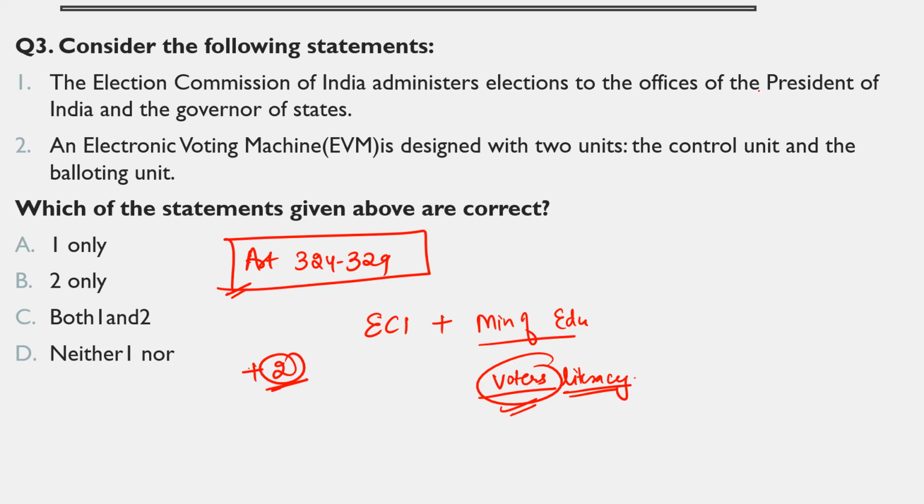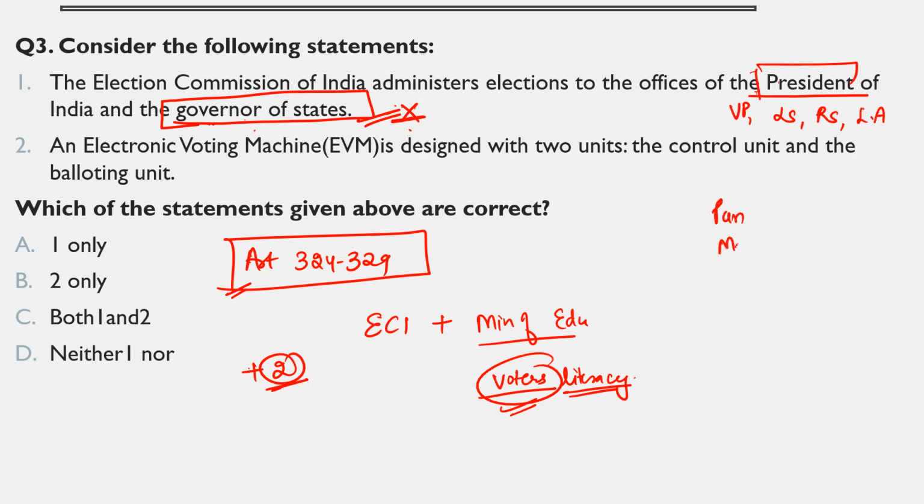So they conduct the elections to the office of President, right? But does the Governor of a state have an election process? No. So this statement is wrong. President, Vice President, Lok Sabha, Rajya Sabha, and Legislative Assembly elections are all conducted by the Election Commission, whereas the Election Commission is not concerned with the elections of Panchayat and municipality. For that purpose, the State Election Commission has been formed under Article 243K.